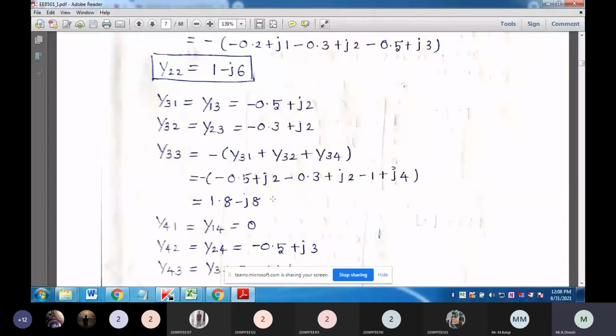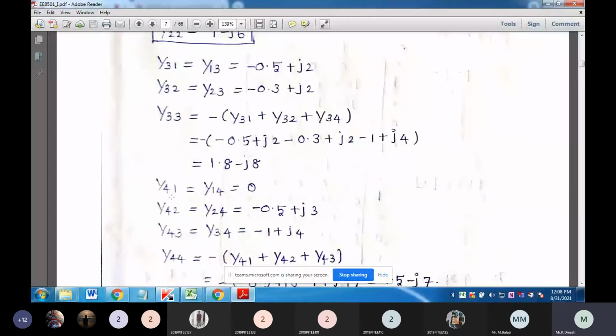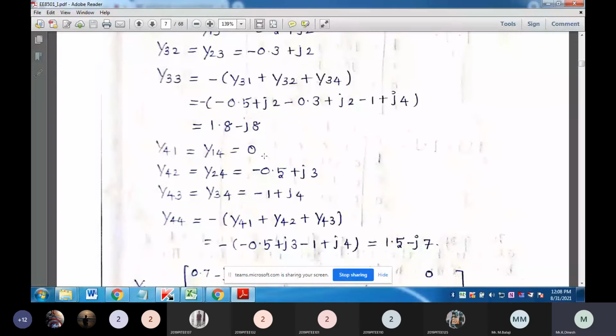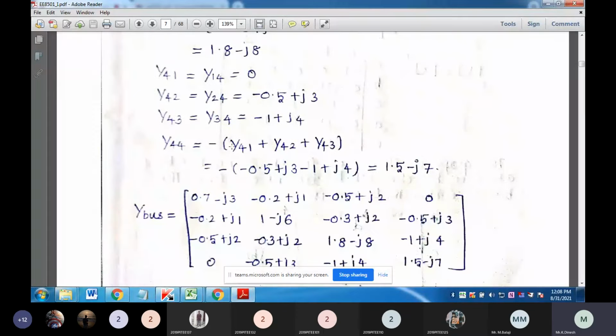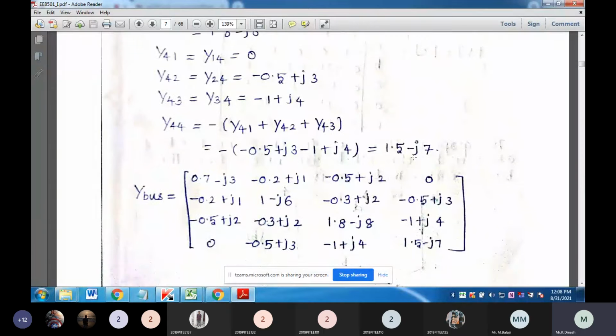So Y41, which is equal to Y14, both are 0 only, we estimated it in the beginning itself. Likewise Y24 and 42 are both the same, it is given. 4 3 and 3 4 are also given, minus 1 plus J4. And finally Y44 is equal to minus of Y41, 42, 43. If you add, you may obtain 1.5 minus J7. So now you substitute all the missing terms in the original matrix. Now the solution is obtained.